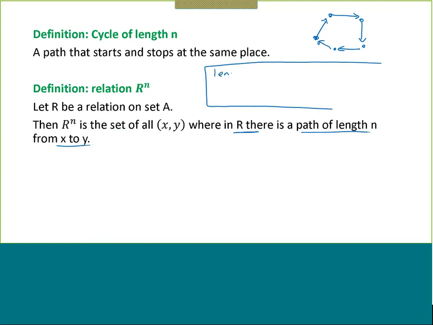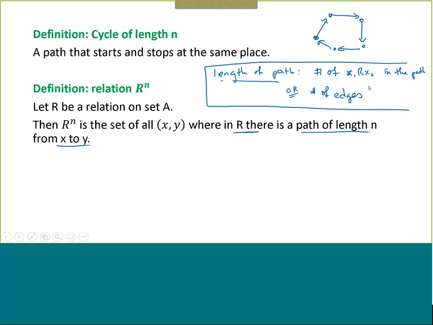So the length of a path is the number of ordered pairs or the number of relations in the path. Okay? Or, if you look at it in terms of the graph, it's the number of edges used. Why? Because each edge corresponds to one of those ordered pairs, one of those relationships from the relation. Okay? So n here tells you how long your path gets to be.